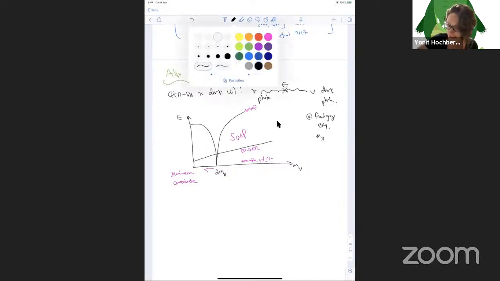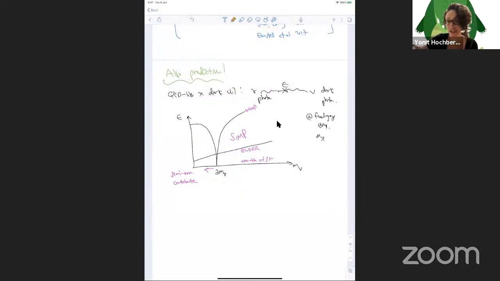What I want you to take away from this picture is not so much my not good drawing skills, but the fact that different regions of this parameter space, of a very concrete theory, realize different mechanisms for dark matter.